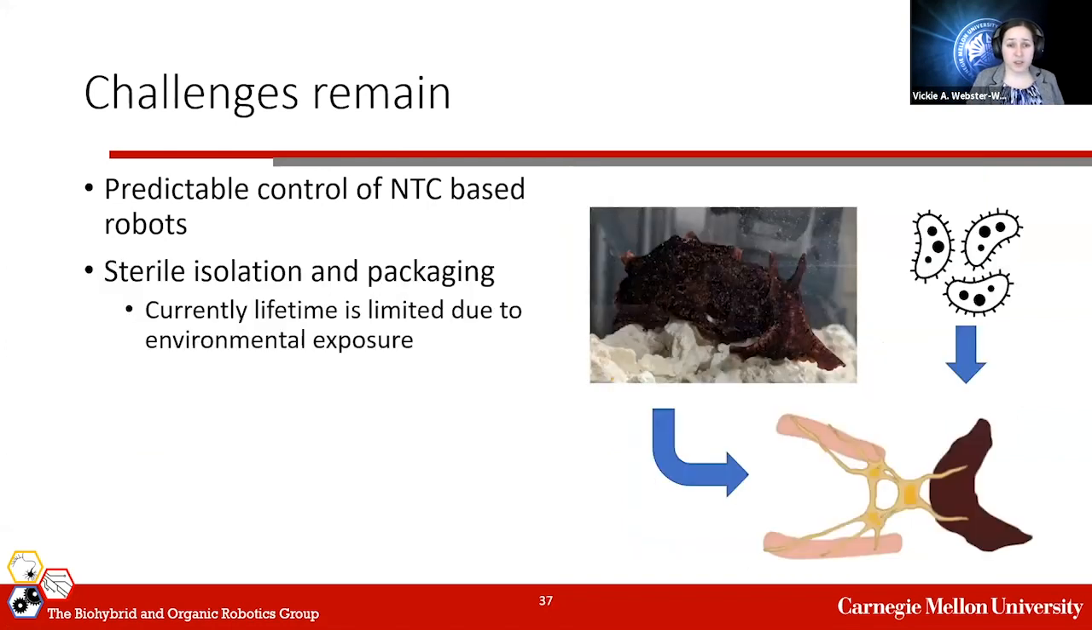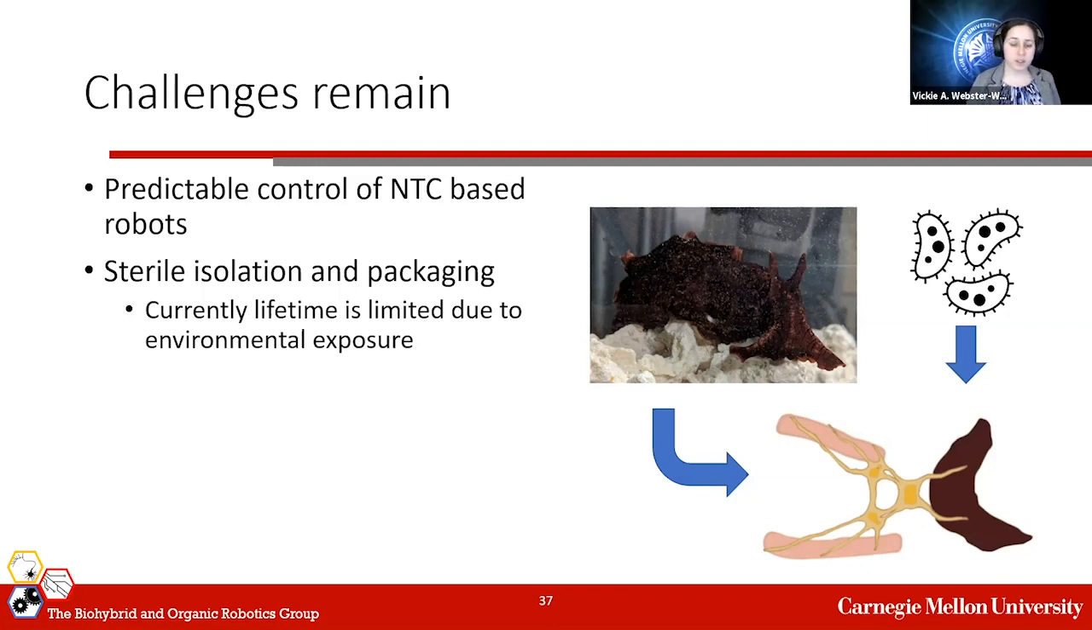In addition, the sterile isolation and packaging of these robots is going to be critical. The vast majority of biohybrid robots that you see in the literature are in petri dishes in research labs, and there really hasn't been much in the way of field deployment. This is particularly true for these Opris robots I've been talking about today. All of this work has been done so far just on the benchtop, and it's not sterile.